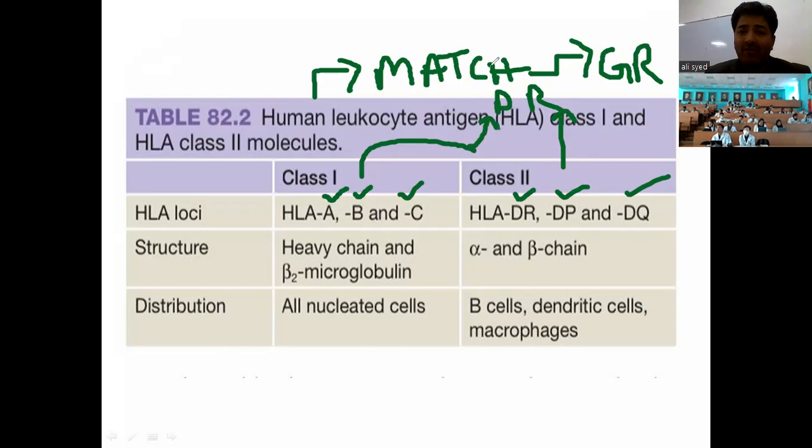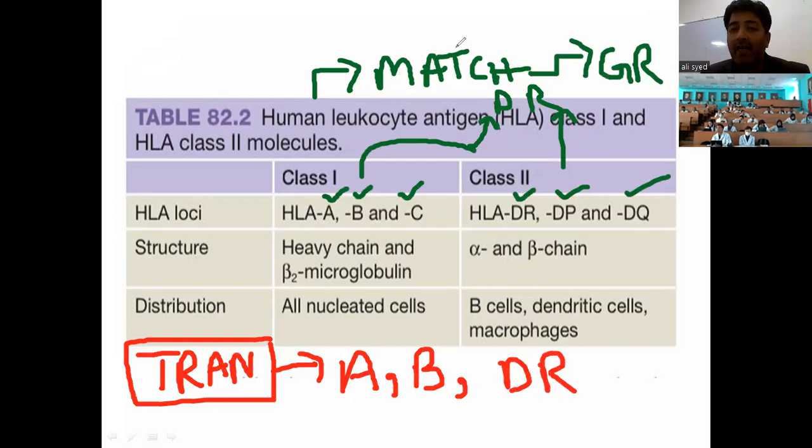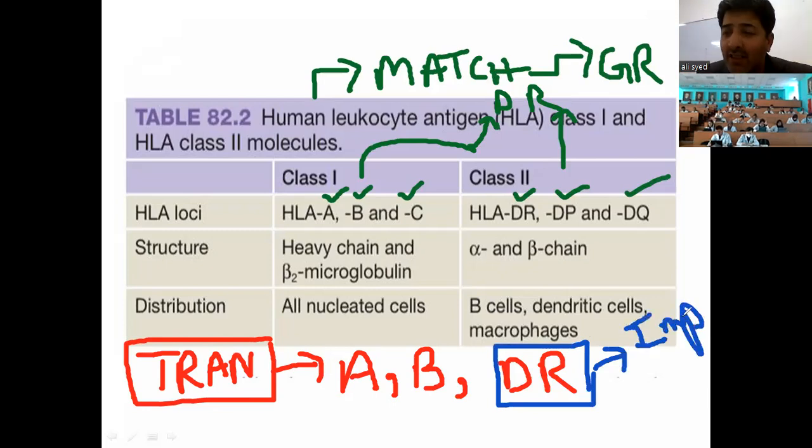But if anyone asks me which are the most important ones that must be matched for transplantation, your answer will be HLA-A antigen, B antigen, and DR antigen. And DR must be 100% matched. This is the most important one. If it is not matched, there will be graft rejection, especially in renal transplantation.